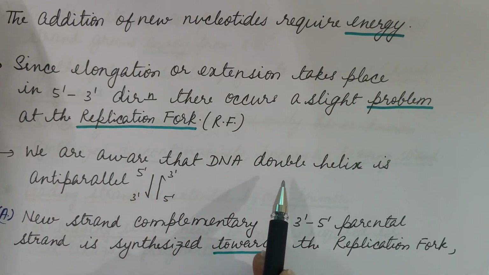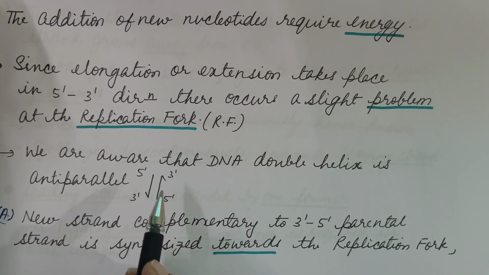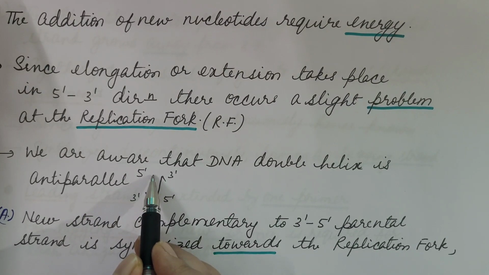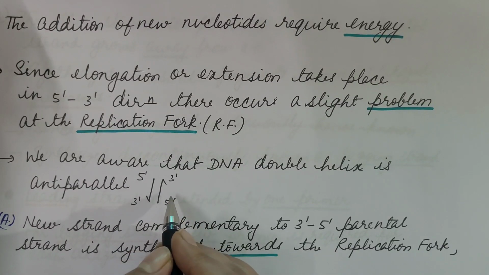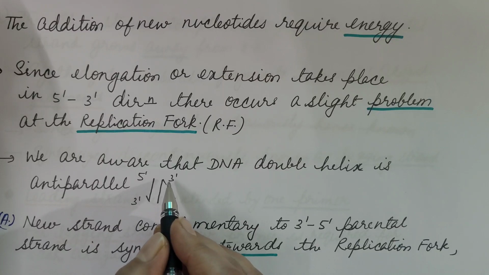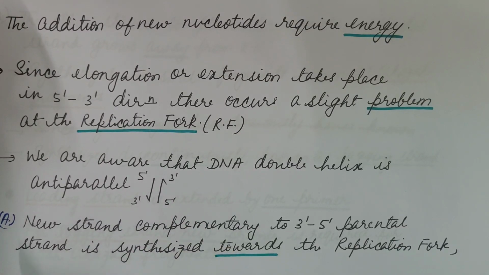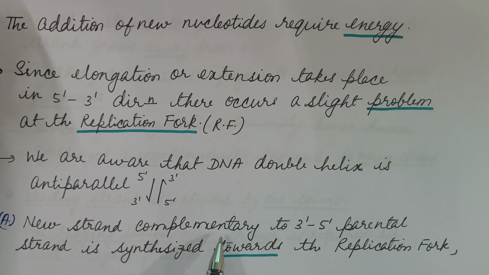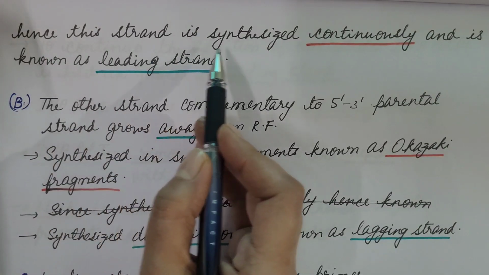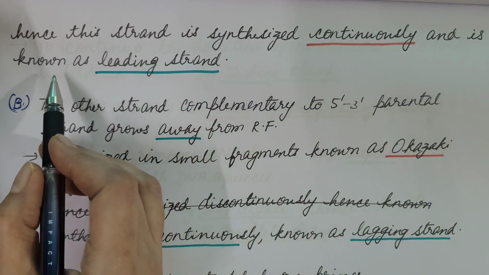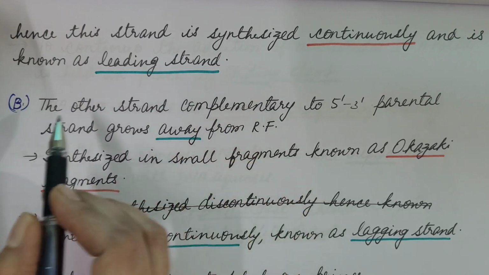We are aware that the DNA double helix is anti-parallel. It means if one strand runs from 5' to 3' in this direction, the other strand runs from 5' to 3' in this direction. The new strand, which is complementary to the 3' to 5' parental strand, that is this strand, is synthesized towards the replication fork. Hence, this strand is synthesized continuously and is known as the leading strand.